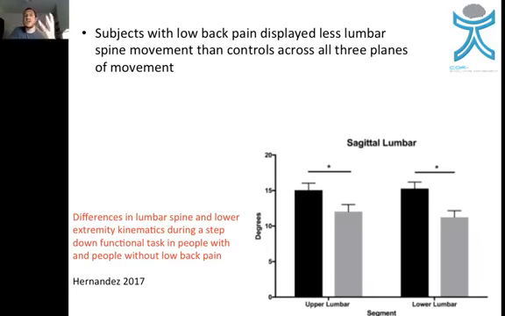This was most pronounced in the sagittal plane, in flexion and extension, and this was in a step-down task, so that kind of makes a lot of sense, that if you step down in the sagittal plane, you're going to have more trunk displacement. As we can see, the controls versus the lower back pain group, we see less movement in general.